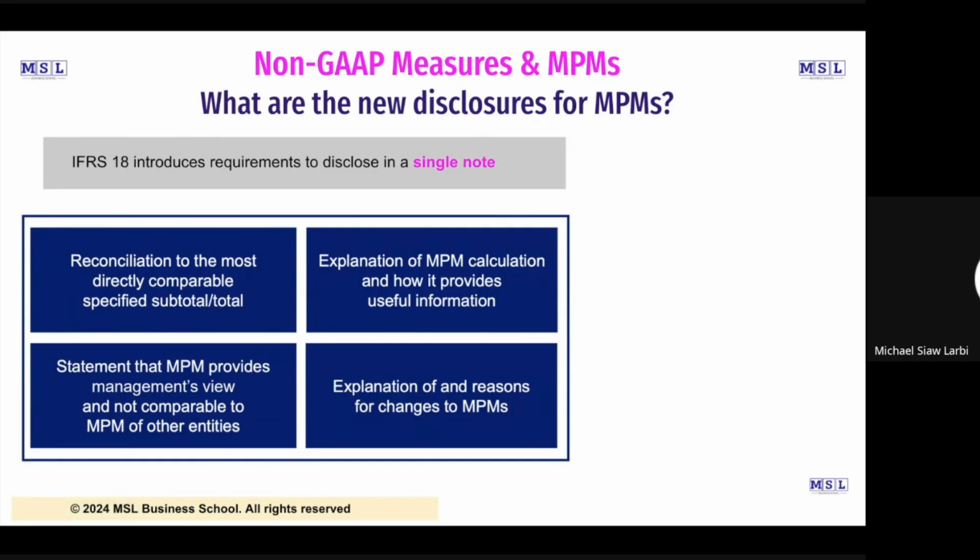So nobody should try and compare. You are telling the user, please don't compare, they are not the same. Explain and give reasons for changes to the MPMs, right? So what would a reconciliation look like typically?